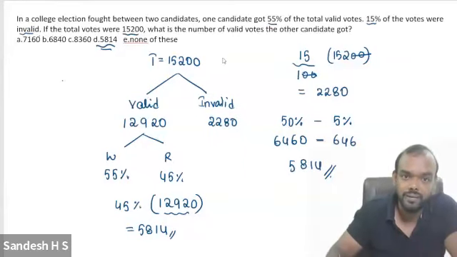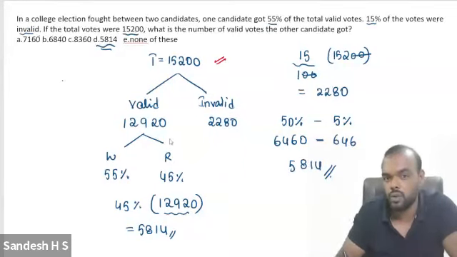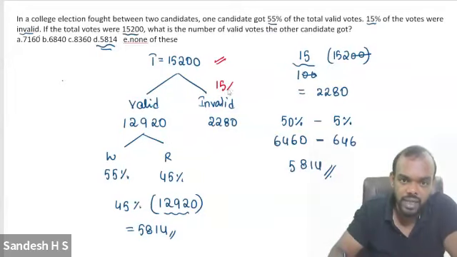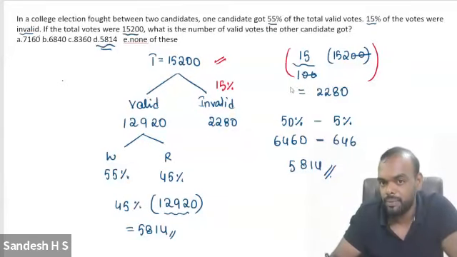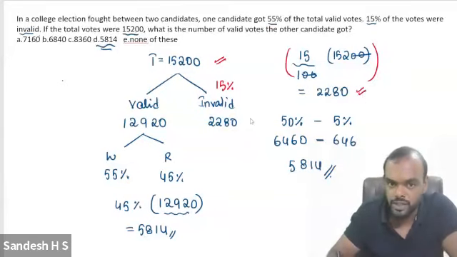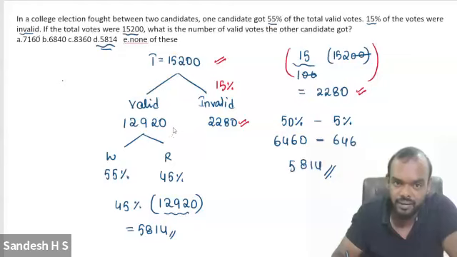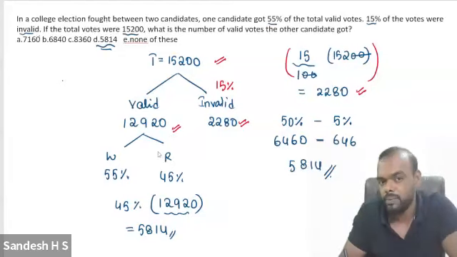We started. Total votes are 15,200. In this, 15% are invalid. We calculated 15% of 15,200 and got 2280. Those are invalid. We subtract invalid from total. That will give us the remaining valid votes, which are 12,920.